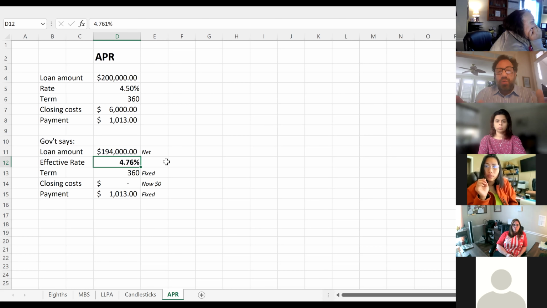Anyway, I just wanted you to understand how it works so that when the customers ask you, hey, aren't you really charging me 4.76? No, your payment is figured on the note rate, and that is 4.5. The 4.76 is a government formula that they thought that you should have, but it doesn't really work.